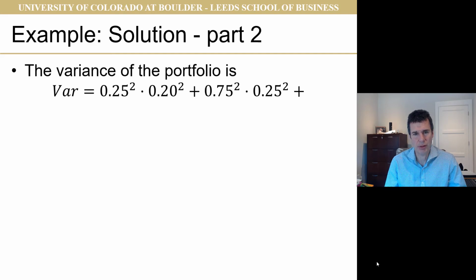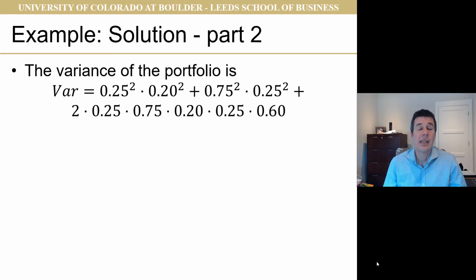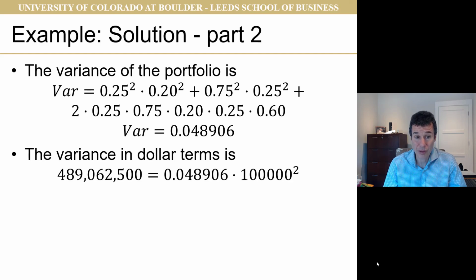The variance of the portfolio is weight 1 squared times standard deviation 1 squared. Standard deviation squared is the variance. So weight 1 squared times standard deviation 1 squared plus weight 2 squared times standard deviation 2 squared plus 2 times weight 1, weight 2, standard deviation 1, standard deviation 2, correlation. The variance is 0.048906. The variance in dollar terms is $489,062,500. So it's a somewhat meaningless number.